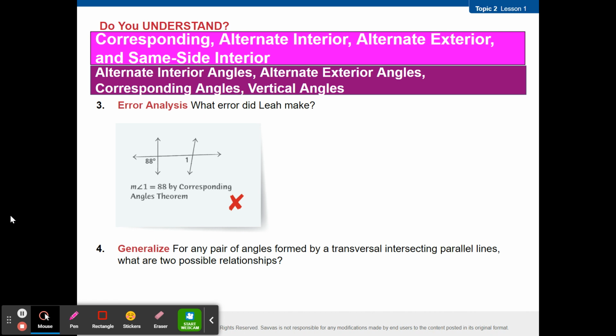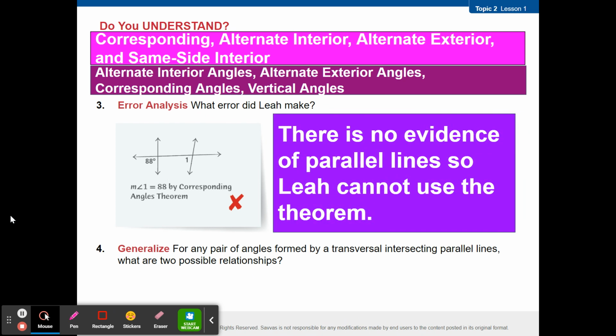Okay, so number 3, what error did Leah make? How do you know? It's not even the fact that it's not straight. Do we always trust the picture? We trust the math behind the picture. It's the fact that they don't have those arrows. That's a big deal. It's just an arrow that determines direction. If you have an arrow on one line and an arrow on another going the same direction, you have parallel lines. Since there's no arrow here, there's no evidence of parallel lines, so Leah cannot use the theorem.